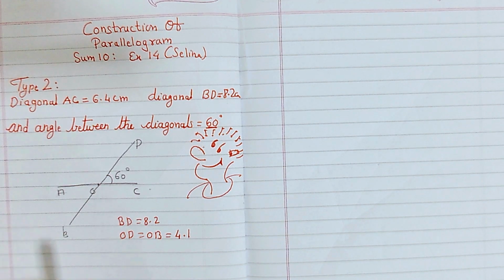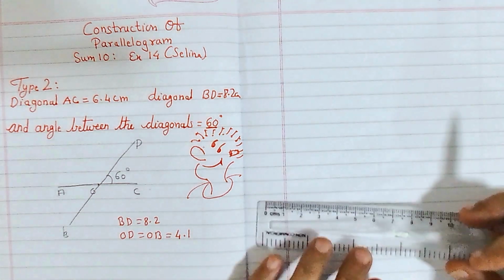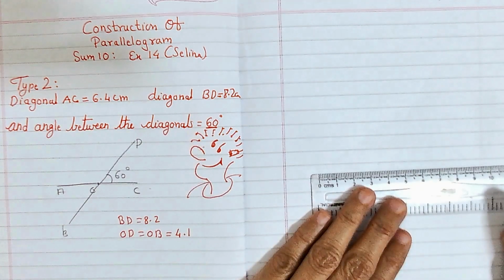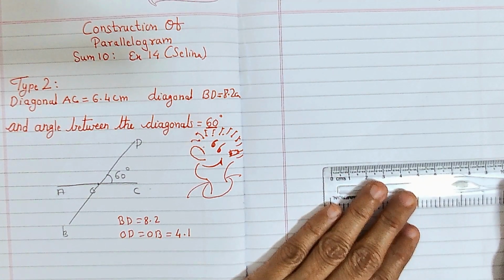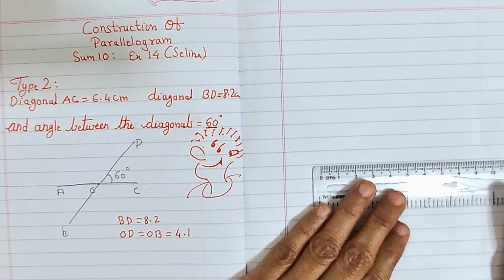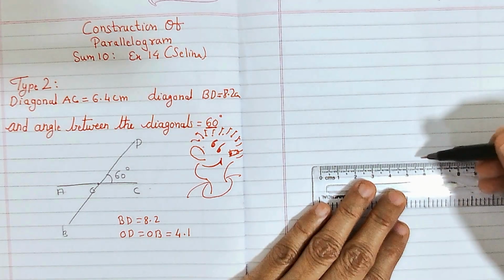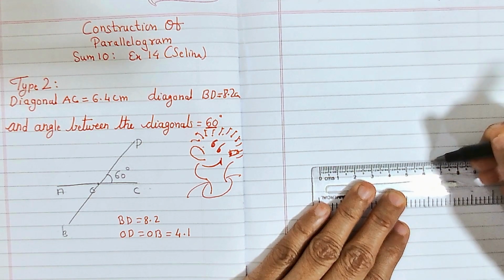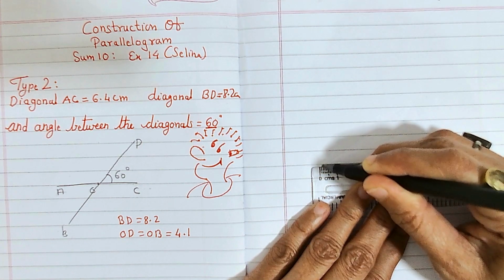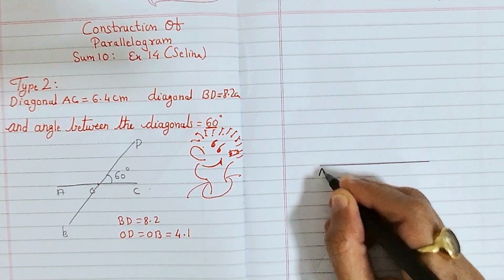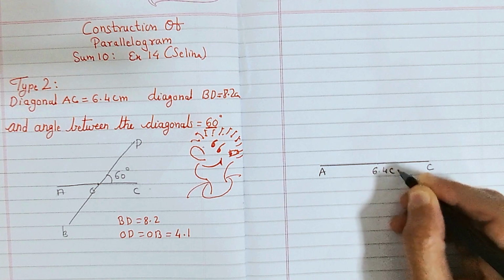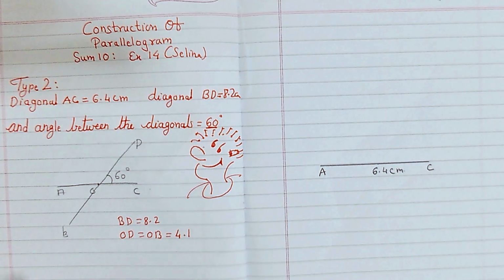First we will draw AC. So AC is 6.4 centimeter. Now first aim is to locate the midpoint of AC.